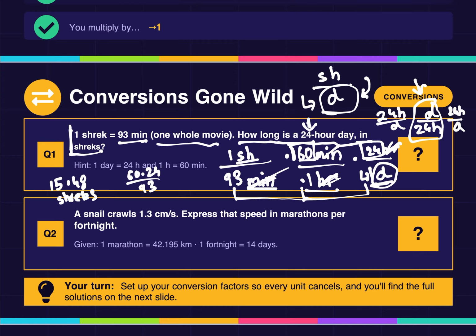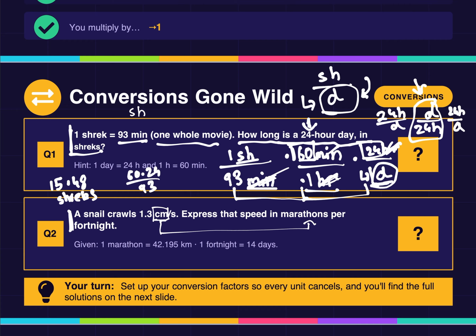Now, we're going to go over the more daunting problem. This one is a tad bit more difficult than the first one. Same steps. You want to see what you want in the numerator and denominator, but this one requires more conversions. Why is that? Well, in this one, we had Shreks in the numerator already. But for this one, we have centimeters. And what do we need it to be? Marathons. So I'll show you how to do this, and it's going to be a tad bit different from this one.